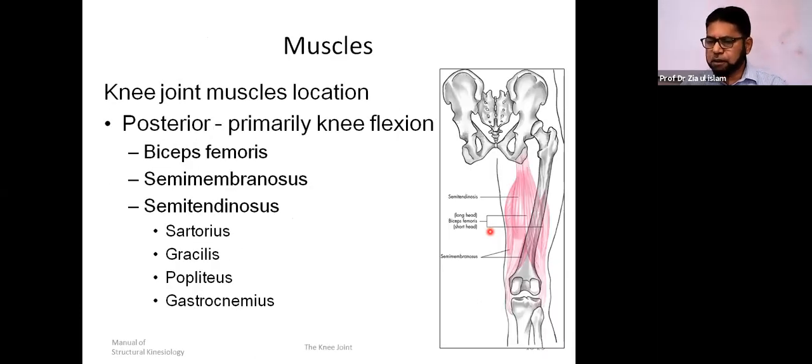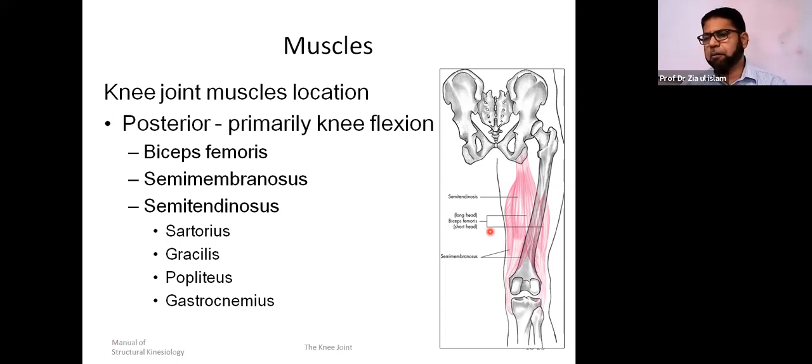Now the muscles which are attached: anteriorly, of course, we have the quadriceps, vastus medialis, vastus lateralis, and rectus femoris. Posteriorly we have these muscles: biceps femoris, semimembranosus, and semitendinosus. Then the smaller muscles, sartorius, gracilis, and popliteus, are attached on the medial surface of the upper end of the tibia.